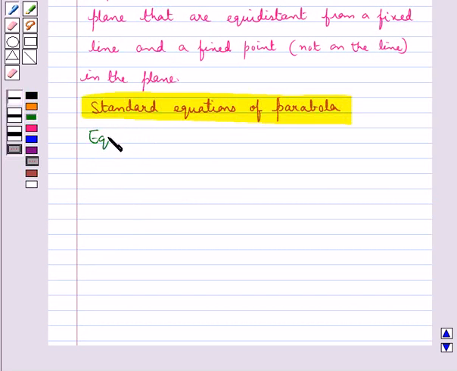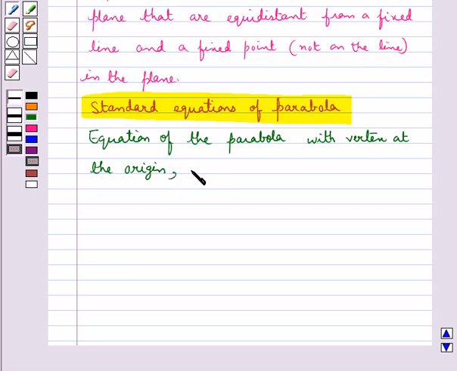Equation of the parabola with vertex at the origin, focus at (a, 0) and directrix as x equal to minus a is given by y square equal to 4ax.